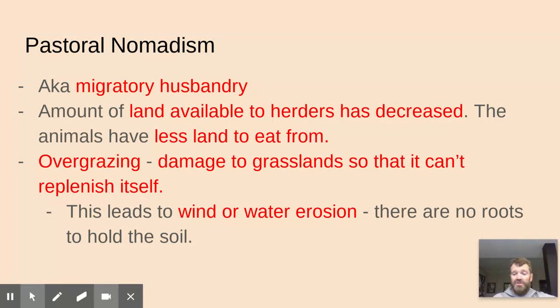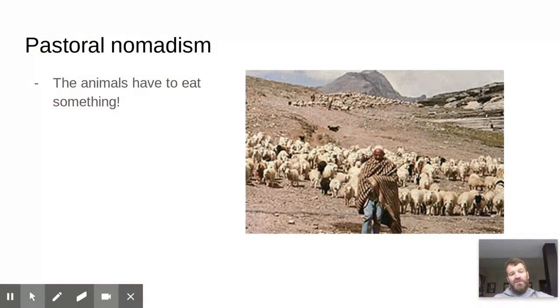So overgrazing is what I just described, the animals eating that stuff. It damages the grassland so that grassland can't replenish itself in a natural way. This leads to wind erosion, like I mentioned earlier in the picture about the Sahel. It also leads to water erosion if there's heavy rains that come into the area. There's no roots in place to hold the soil, so the soil just gets washed away to somewhere else. And that extends the desert, right? So pastoral nomadism also adds to desertification. All right, here's a picture. Those animals have to have something to eat in pastoral nomadism. You can see some green there, but not tons of it. And so if those animals eat all the green, they've got to go find some land somewhere else.